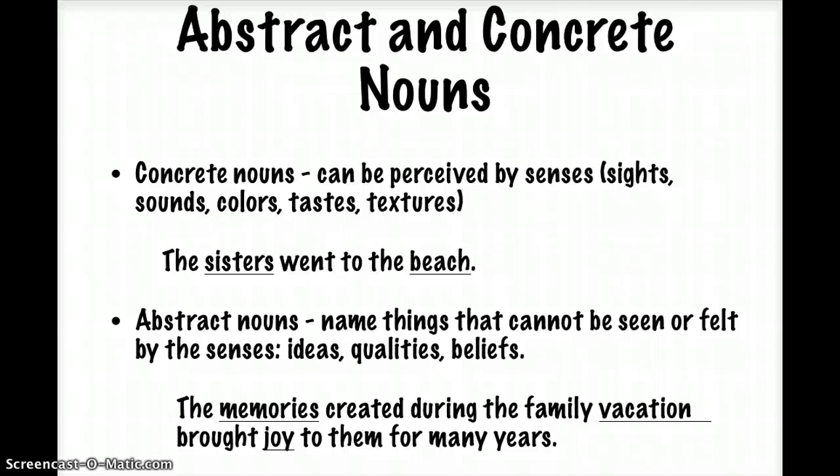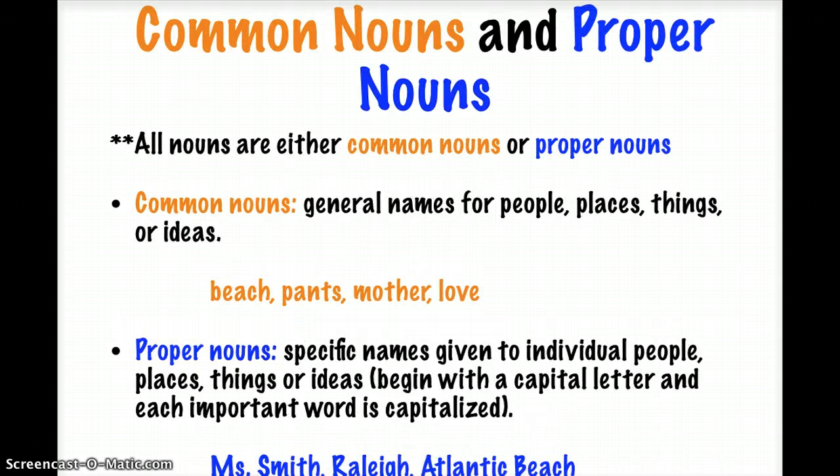Abstract nouns name things that cannot be seen or felt by the senses. These are ideas, qualities, beliefs. And I underlined the examples in this one. The memories created during the family vacation brought joy to them for many years. Memories, vacation, joy, these are all things that cannot necessarily be seen or felt by our senses.